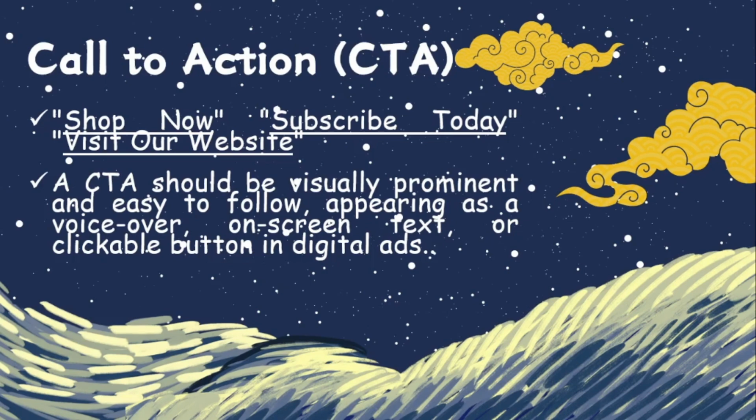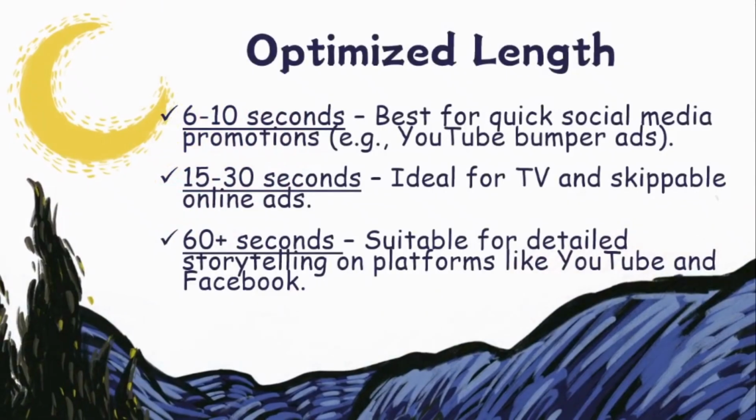6. Optimized length. An effective video ad maintains the audience's attention while delivering the message efficiently. Common ad lengths include 6 to 10 seconds. Best for quick social media promotions, e.g., YouTube bumper ads. 15 to 30 seconds. Ideal for TV and skippable online ads. 60+ seconds. Suitable for detailed storytelling on platforms like YouTube and Facebook. Shorter ads work best for brand awareness, while longer ads are great for narrative-driven campaigns.